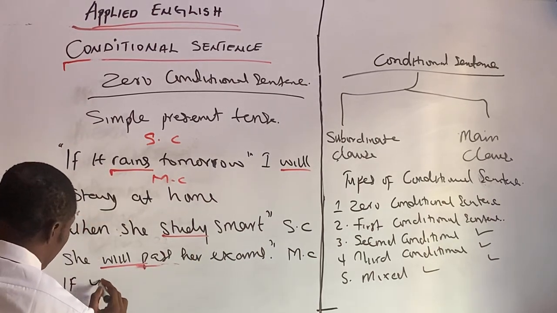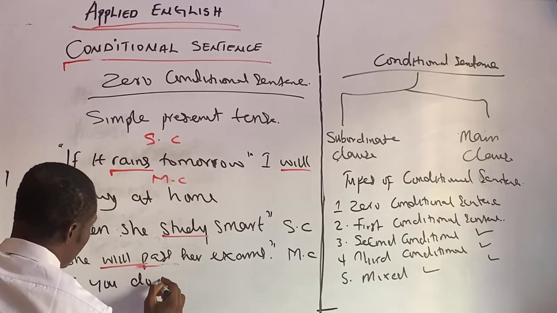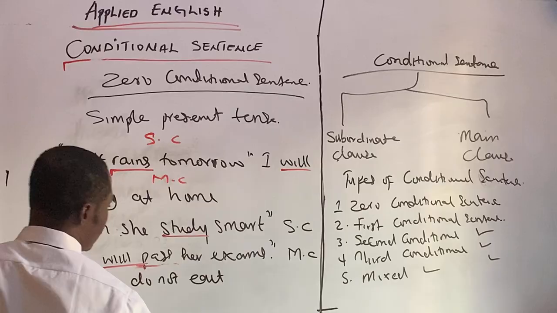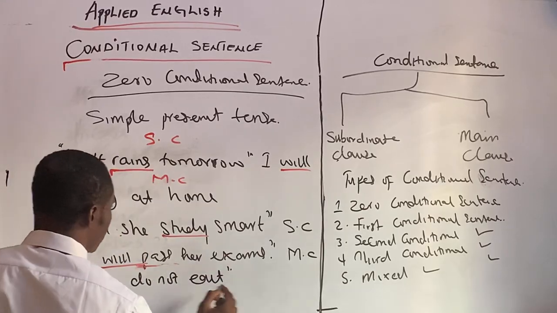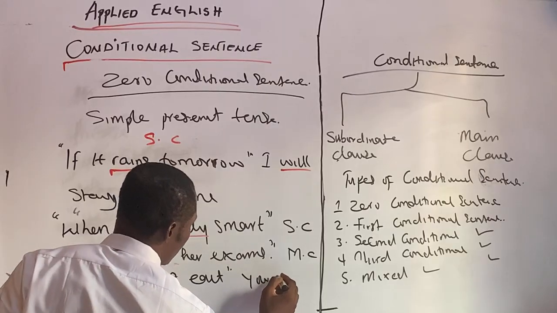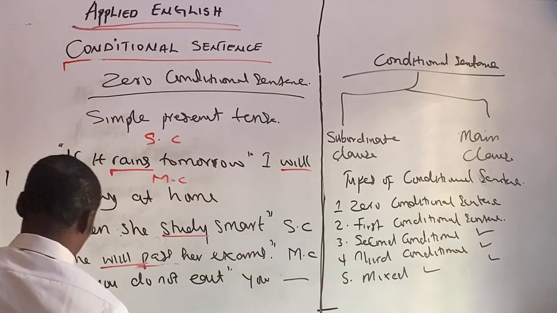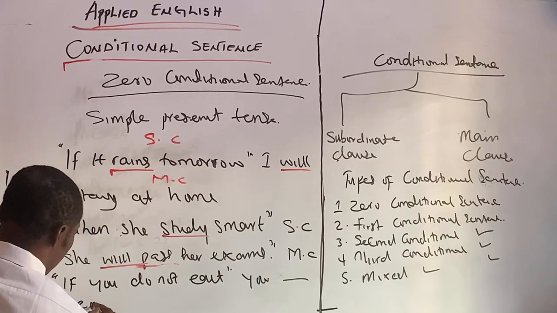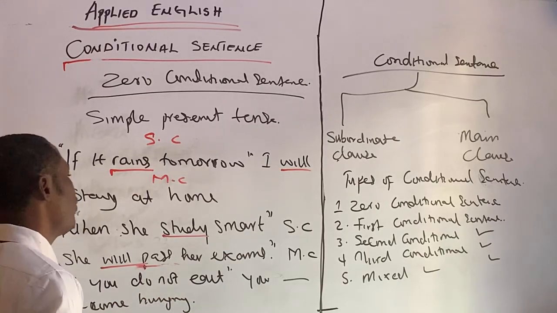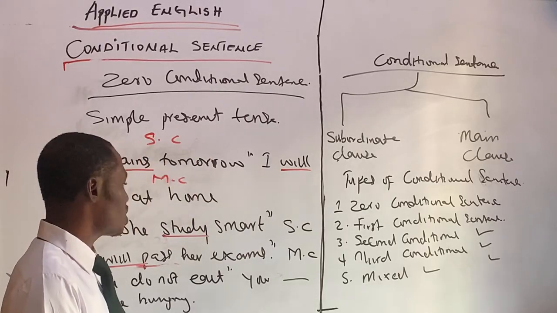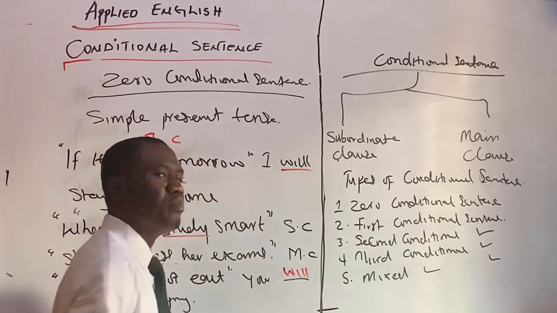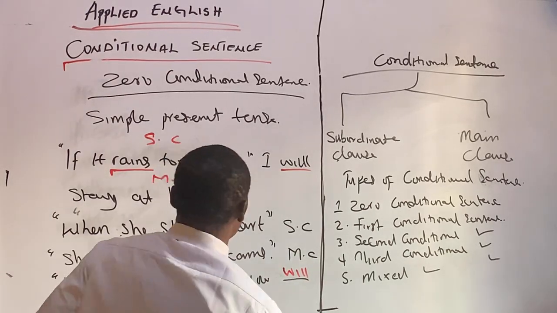If you do not eat, if you do not eat, this is the subordinate clause. You'll give me the answer. If you do not eat, you blank become hungry. If you do not eat, you blank become hungry. Of course, I know you should know the answer. You will become hungry. Now, let's go to the next one.